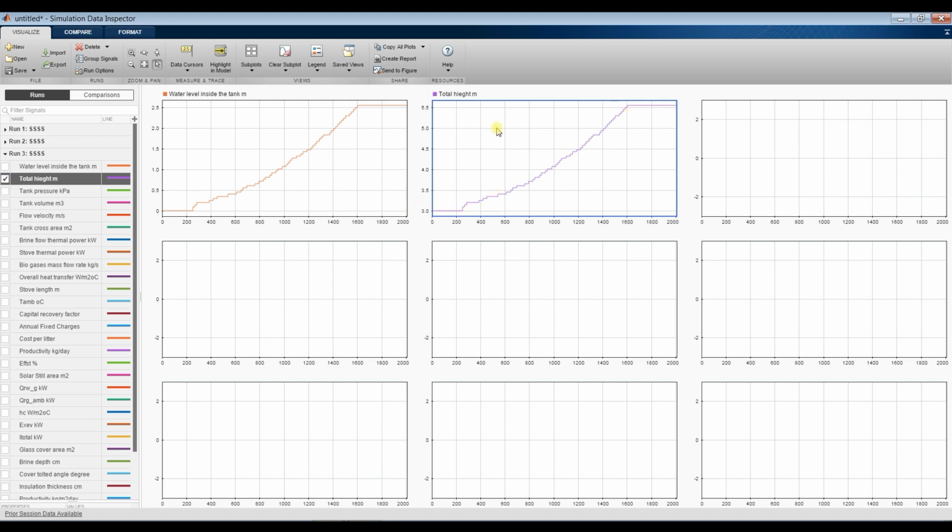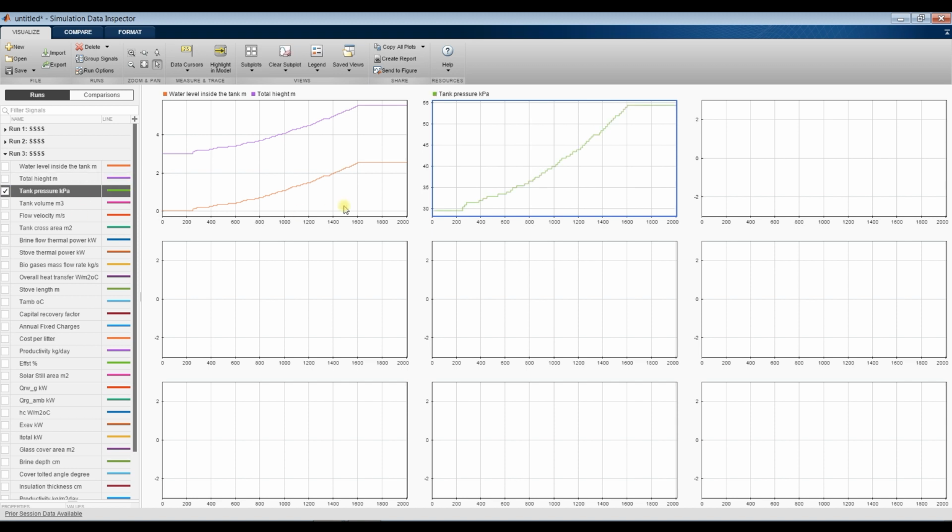This is your total height. It's around 5.5 meters, so your tank should be not less than 3 meters in height. I think we can put it here because they are in meters. Okay, this is the total, and this is the water level inside the tank, and this is your tank pressure.